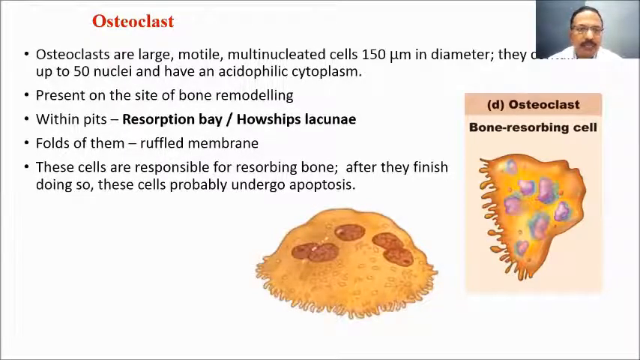They are present usually in a small space called resorption bay or Howship's lacunae. And towards the bony side, there will be an irregular margin for that cell, which is called the ruffled border. This area will have a very high amount of enzymes and acids. Once these cells complete their function, they may undergo apoptosis.